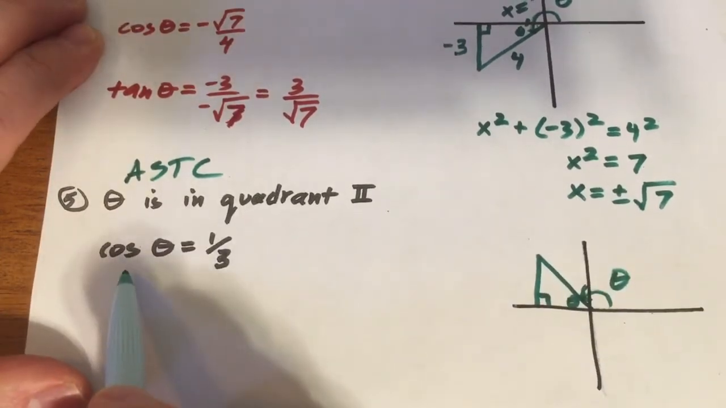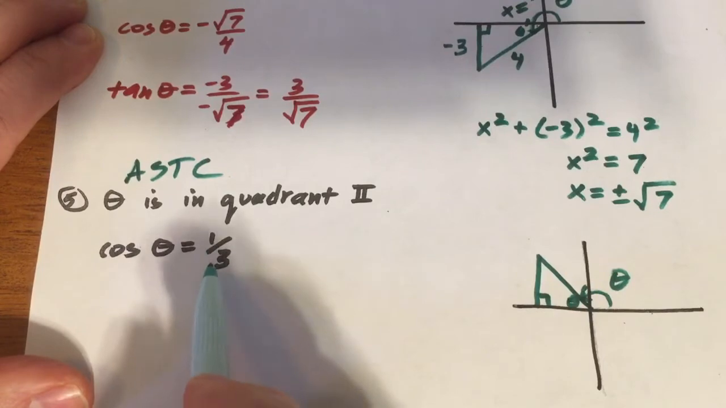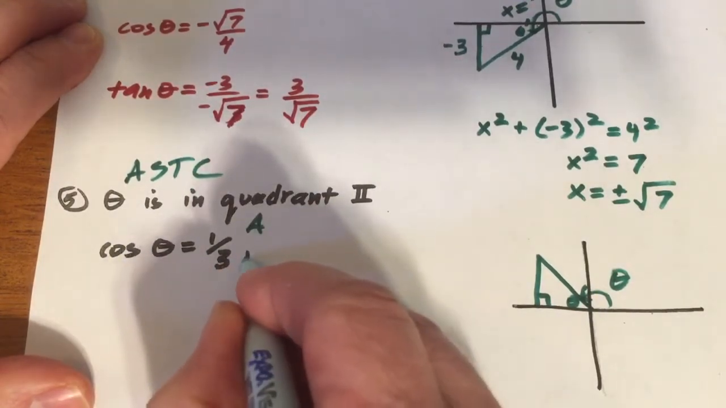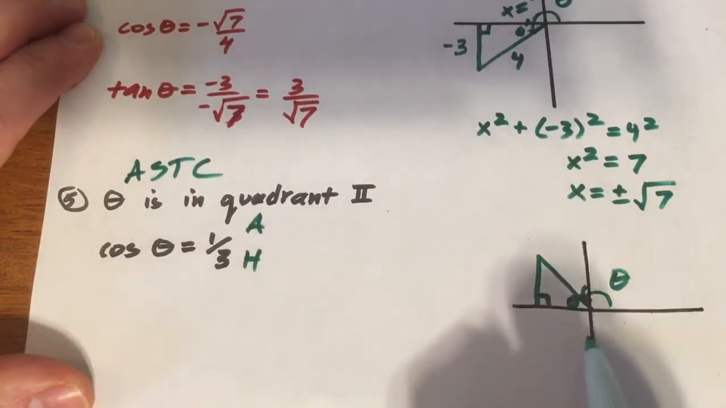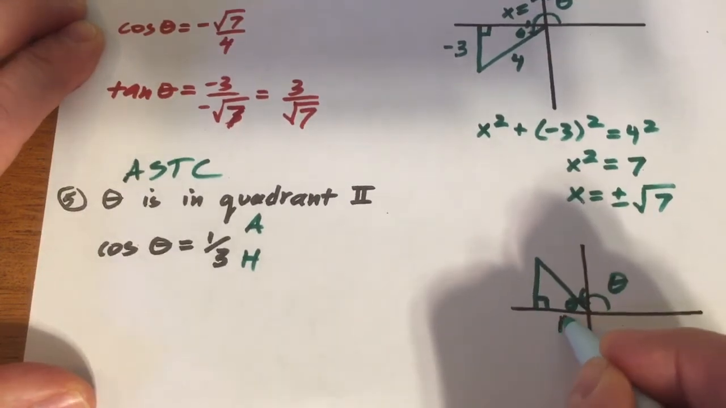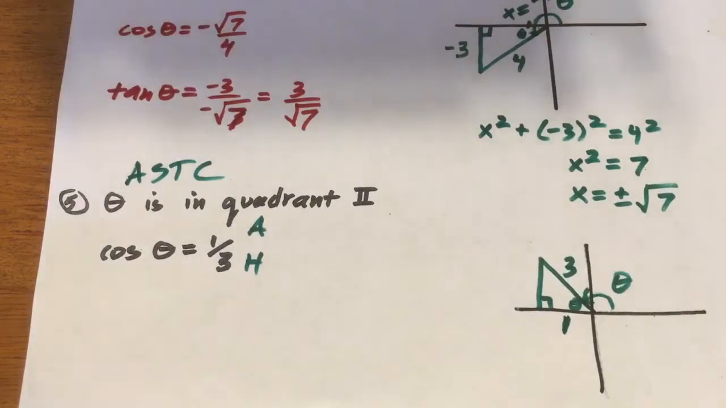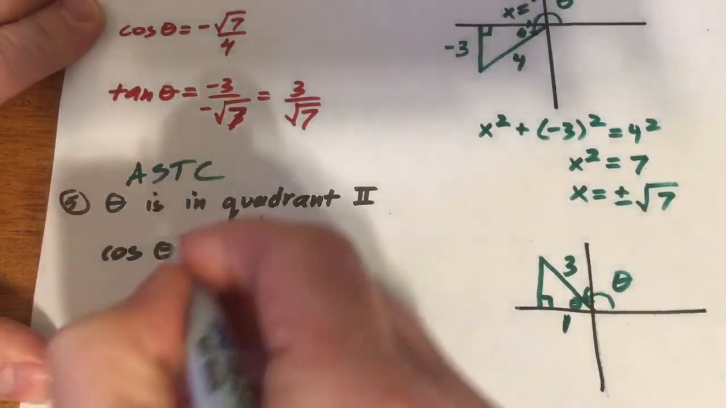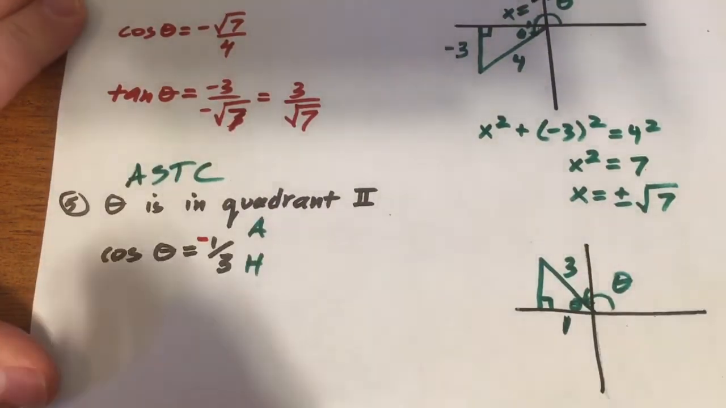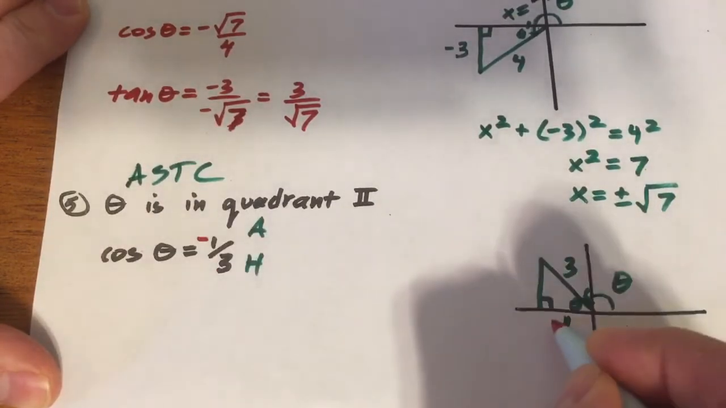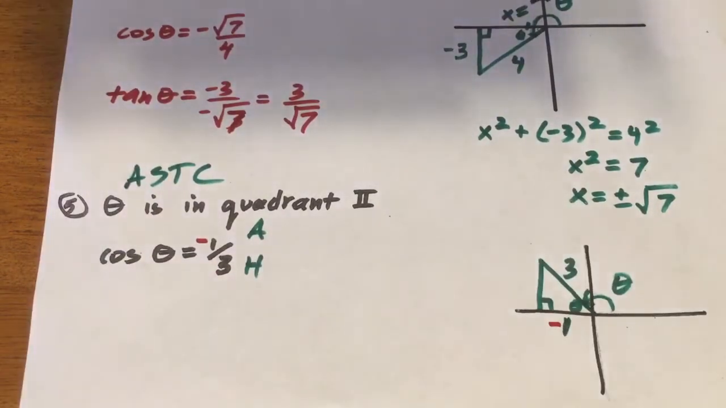And here they tell us cosine is 1/3. And so this will be adjacent over hypotenuse. So adjacent is going to be 1, and hypotenuse is 3. Already I can tell you that there's a little problem with this one. It should be a negative 1/3. So fix that on your sheet. It should be a negative 1.